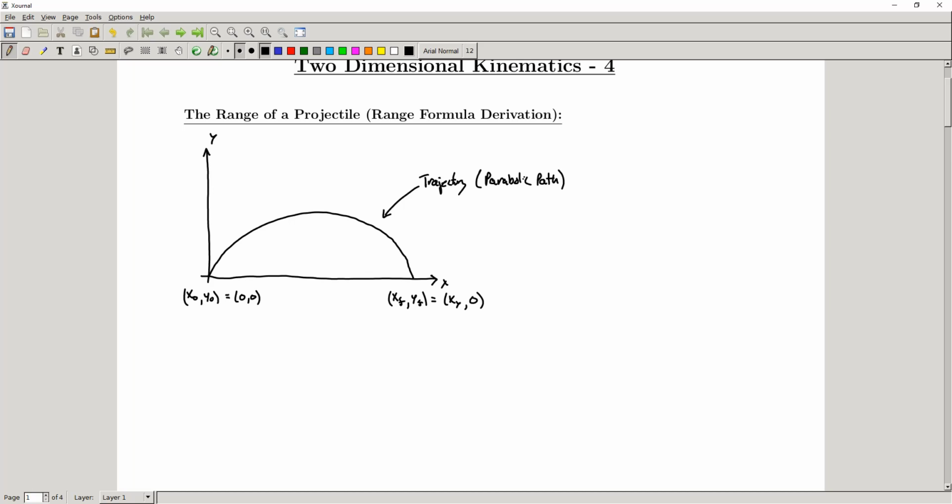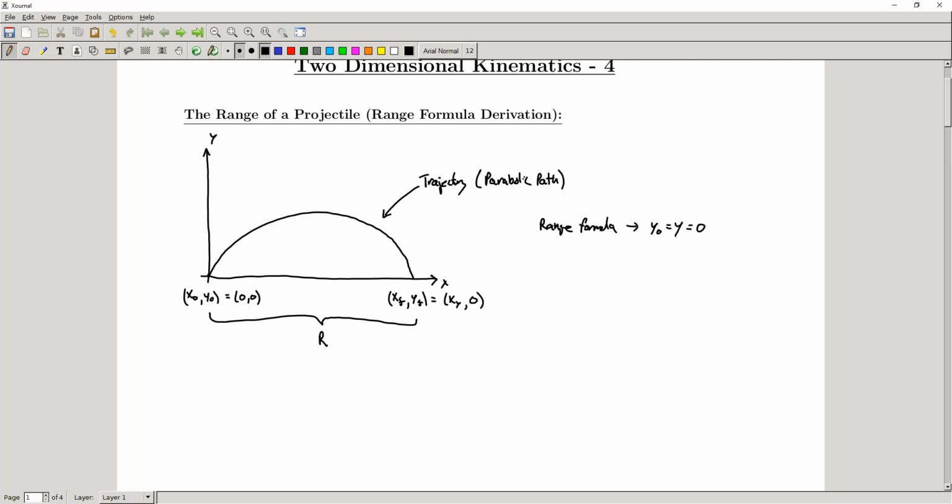So what we're interested in is what this distance in here is going to be, and we're going to generate a formula for that. We're going to call this the range, and it's going to be signified by this capital R. And we're going to be wanting to calculate what the range of a projectile that is launched and lands at the same height here, right? So we have to remember that the range formula is going to apply only when y naught equals our final y equals 0 in our coordinate system, okay?